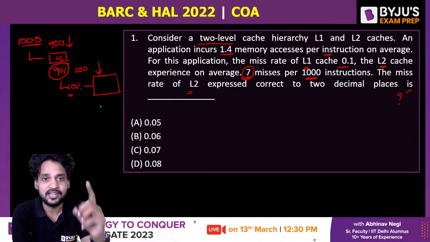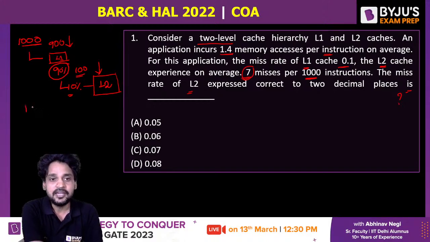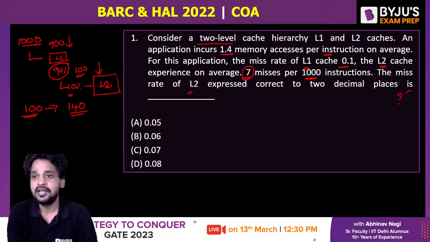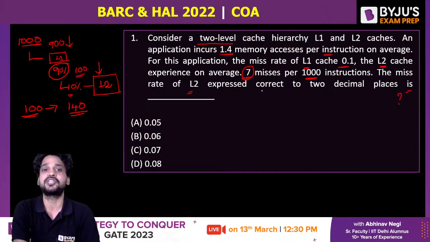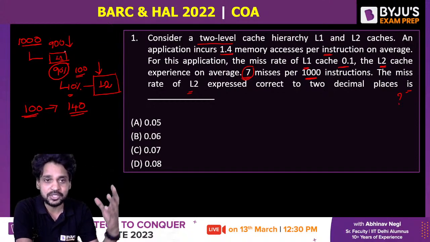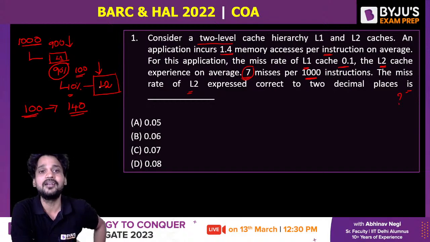So only for the 100 instructions we need to access L2 cache. Here you know that 100 instructions mean 140 memory accesses, right? So what is given here? The L2 cache experiences on average 7 misses per 1000 instructions. So out of 1000 you just got 900 instructions in L1 cache itself. Only for 100 instructions you are going to L2 cache.